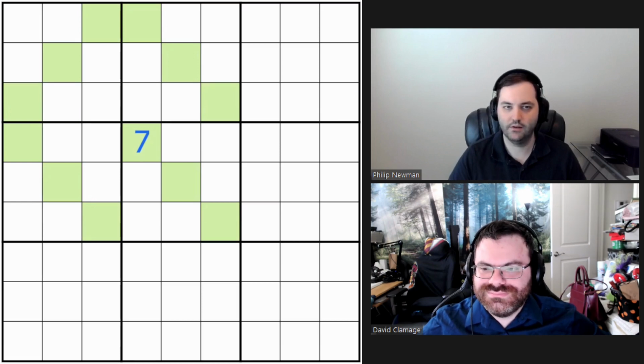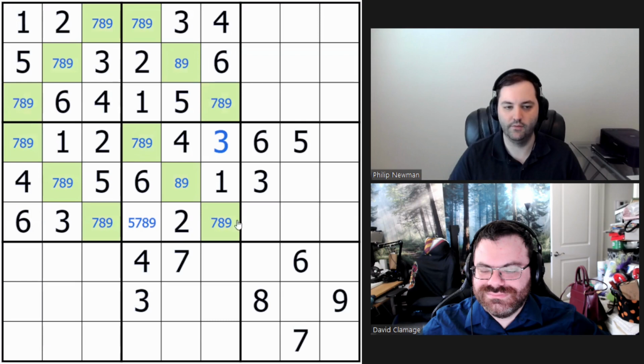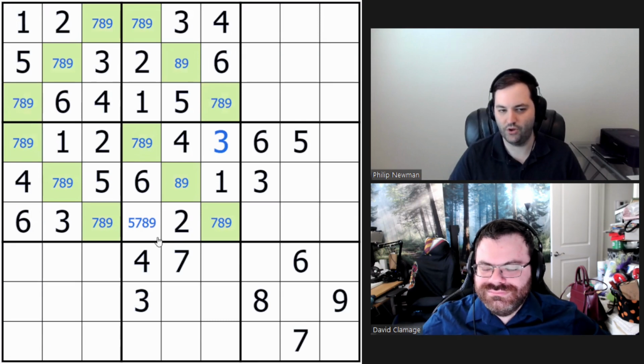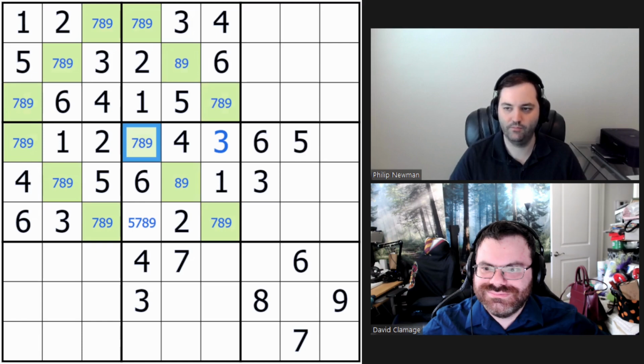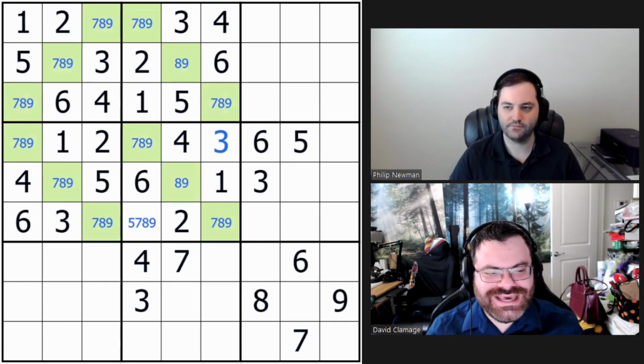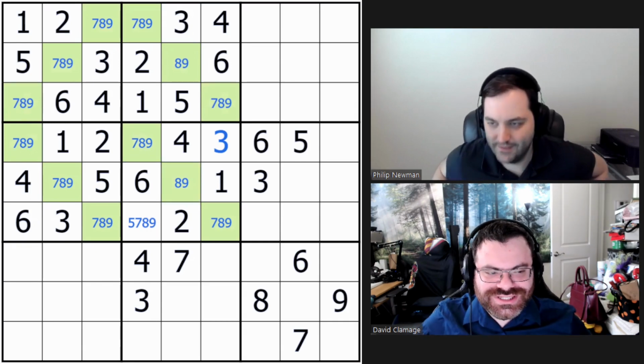It's not an oddagon in the sense of there being strong links per se. I guess you could kind of consider this like a tri-value strong link of some sort. I don't know. It's a stretch. I think the terminology fails us at that point.